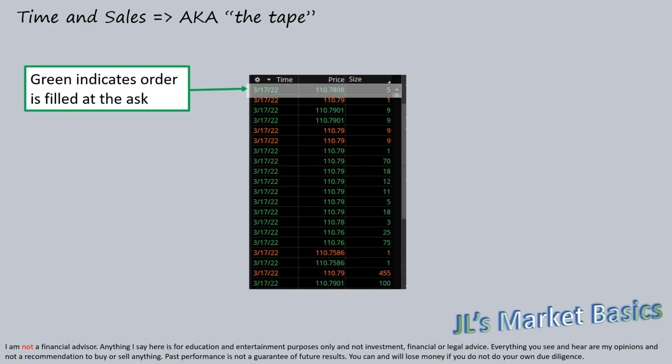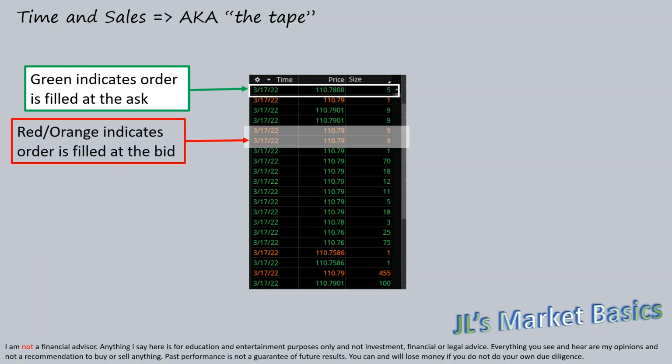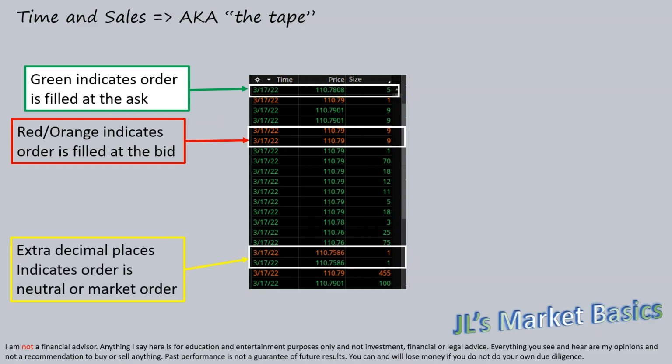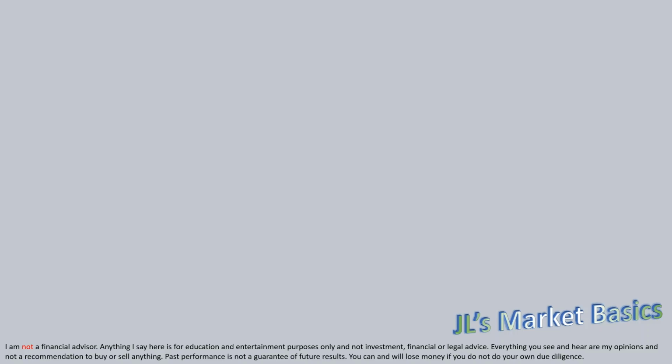When the order is filled at the ask, it will show up as green on the tape, and when it is filled at the bid, it will show up as red. Depending on the broker, market orders might show up as white. These can be filled at the bid or ask price, but can normally be identified as orders that go through between the spreads or with extra decimal places. Time and sales can be used in conjunction with level 2.